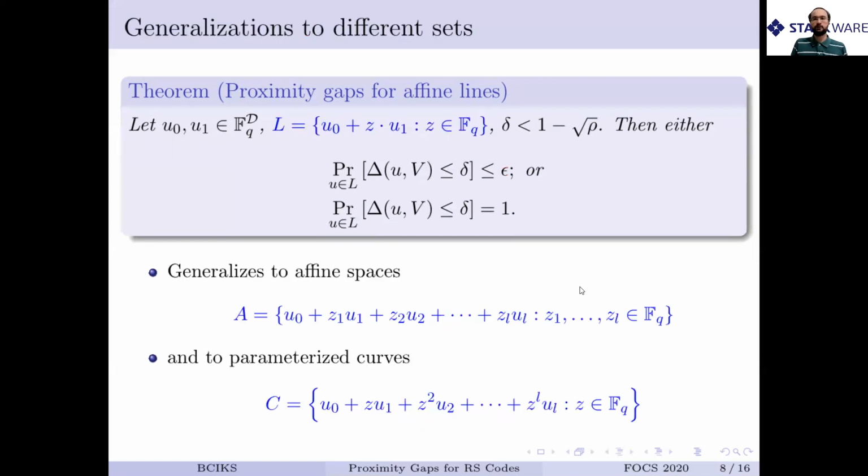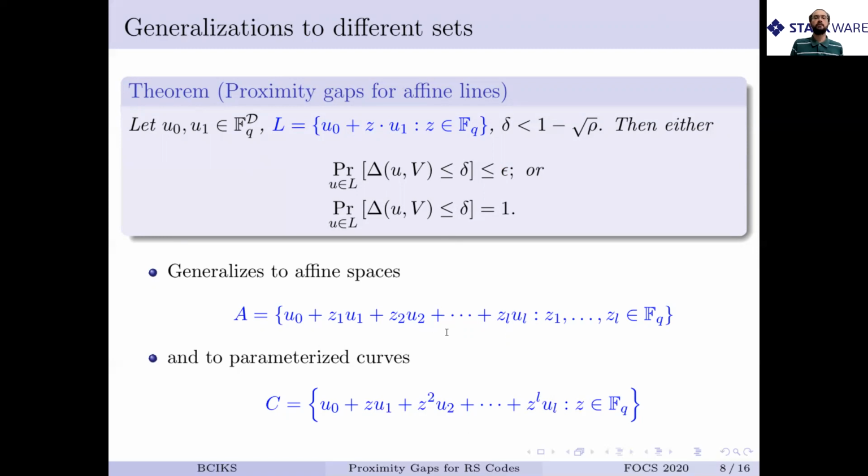We can also generalize this theorem by replacing the lines that all of these theorems were discussing by different sets. So instead of lines, we can have affine spaces, which are linear combinations of more than just two elements. We have the linear combination of l plus 1 elements with l different coefficients in F_q. And a different way to take linear combinations of l plus 1 elements is in a parameterized curve, which has just one parameter z, but it is raised to different powers as coefficients of the different points. And the theorem is true also for these two spaces.